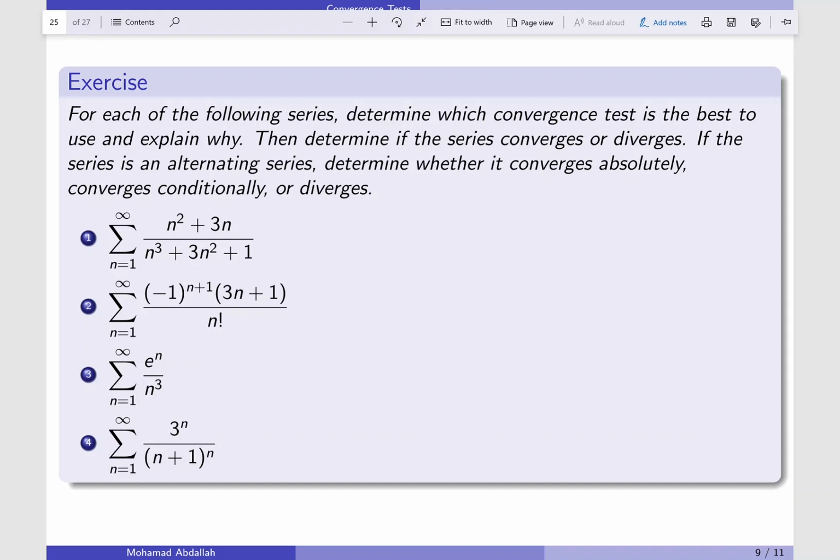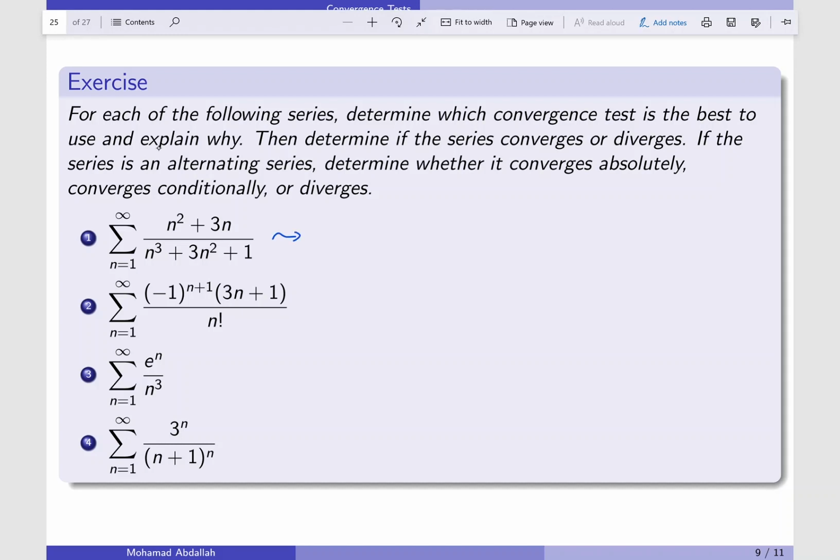So let's say that you are given the following. We're not gonna do them. We're just gonna try to see which one works best here. The idea of this exercise is just to determine which convergence test is best to use. If you look at the first one, I want to try something simple. So if I can do anything using the comparison test, I will. And here the comparison test will work.